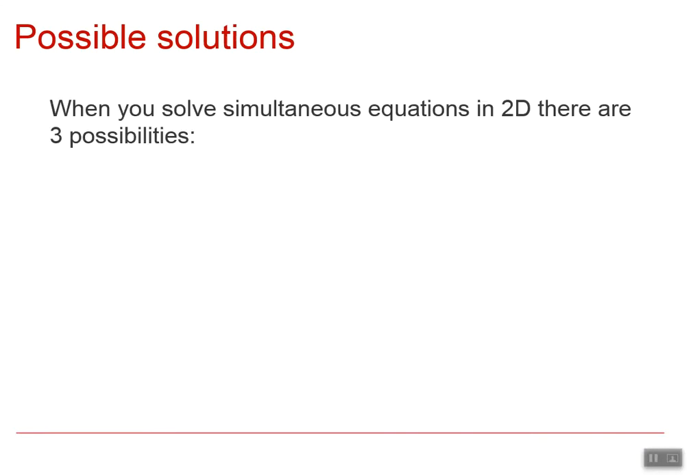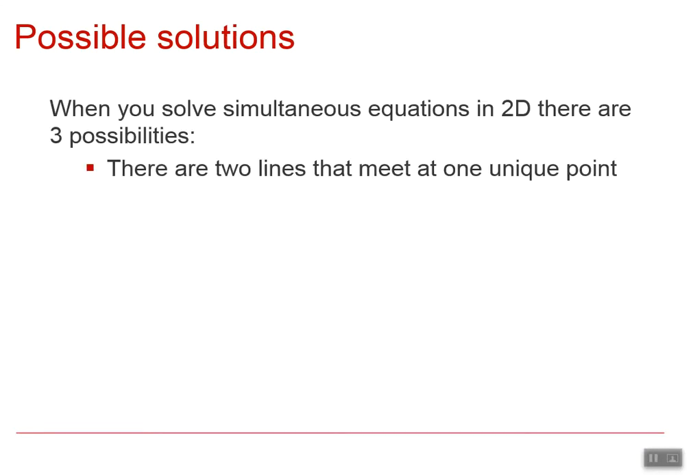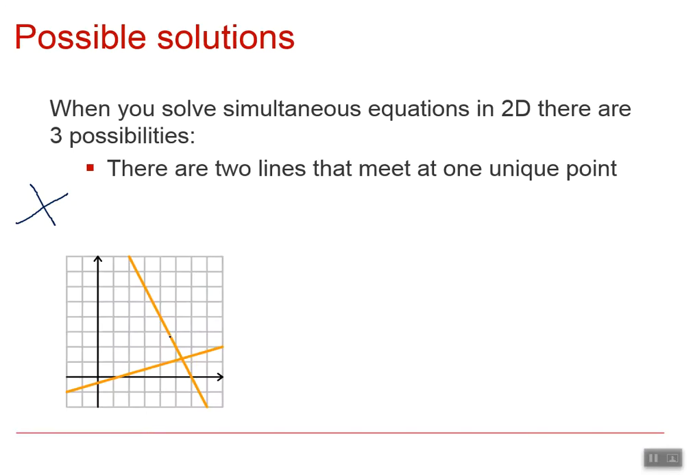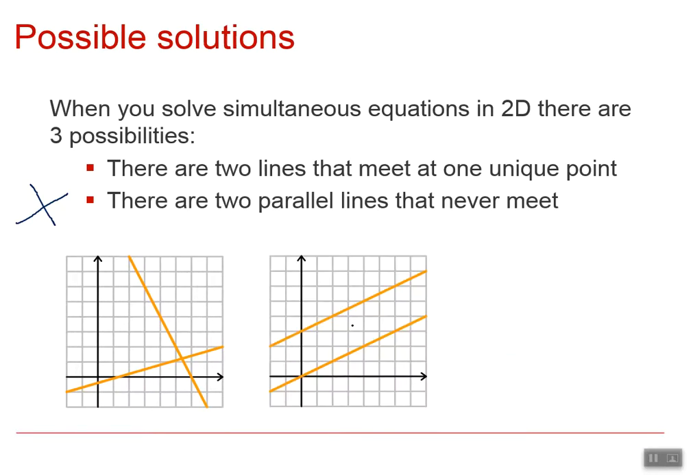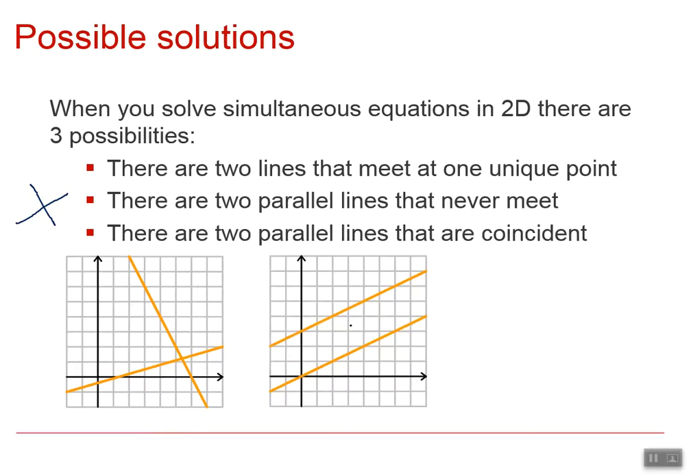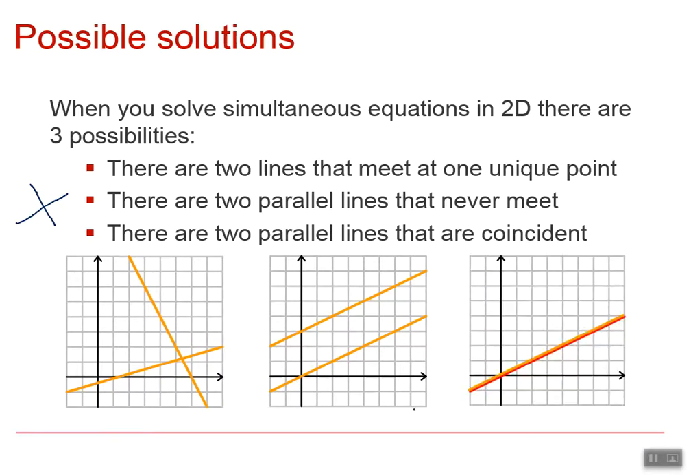Let's think about those possible solutions. So, we could have two lines that meet at one unique point, for example, that. And you could have two lines that are parallel and never meet, for example, that. Or you could have two parallel lines that are coincident, i.e. they are the same line.